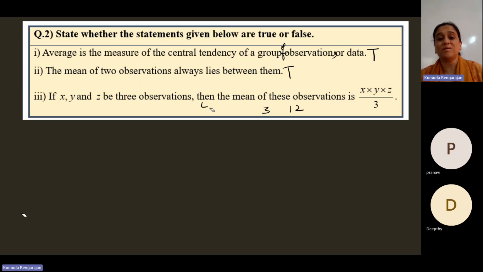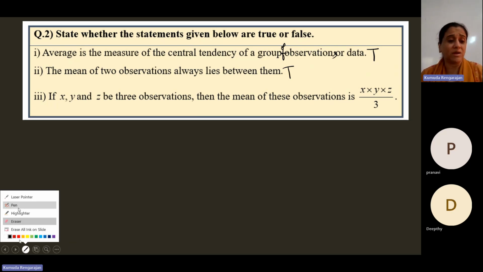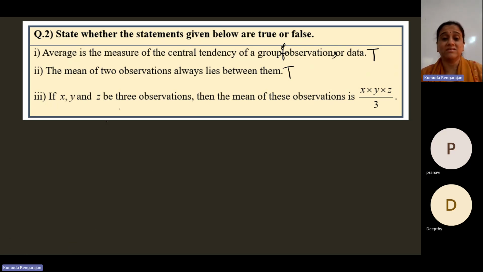Yeah, when you have more than two numbers, it can be anything. It depends how the numbers are scattered. Now, for example, if you have 0, 10, and 100 as the numbers. Okay, let me make it 12. 0, 12, and 100.